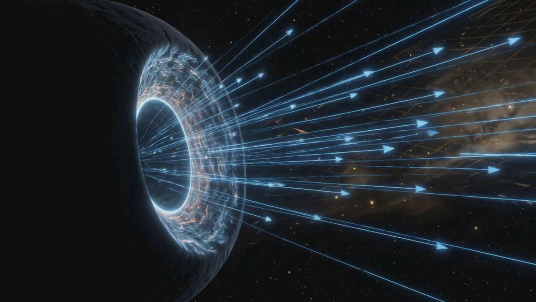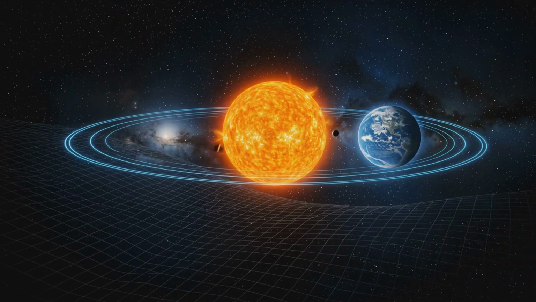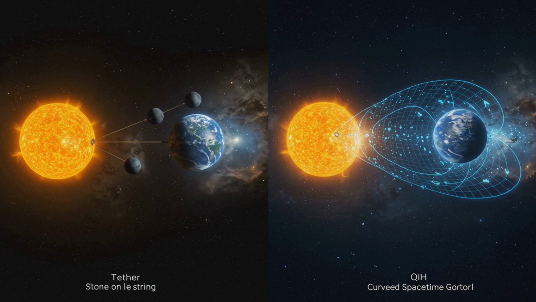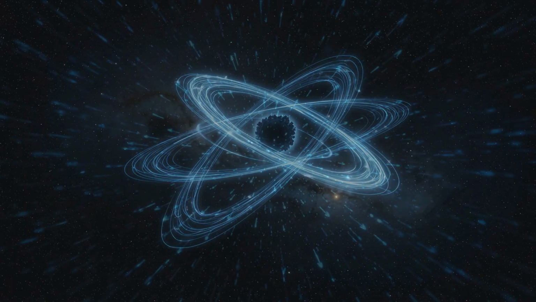It shows that planetary motion isn't pulled like a stone on a string. It is the result of spinning light encoded as quantum state vectors, projected from a singularity onto the fabric of spacetime. In QIH, the universe is built from tiny spinning arrows of light called quantum state vectors, or QSVs.